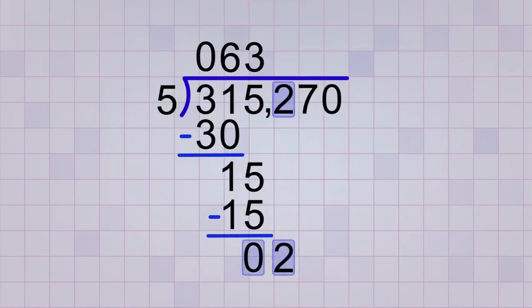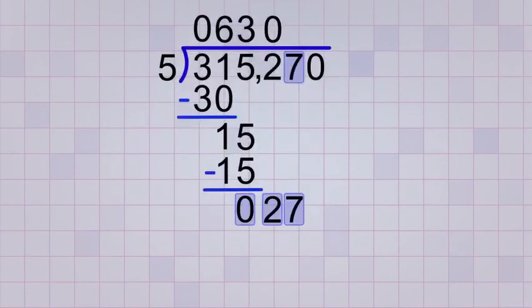Now we ask, how many times will 5 divide into 2? 0. 5's too big, so we need to move on to the next digit and bring a copy of it down also. There, that's better. Now we ask, how many times will 5 divide into 27? 5. 5 times 5 is 25. And 27 minus 25 gives us a remainder of 2.